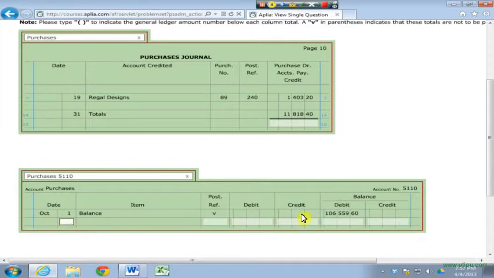We're going to start with the date, which is the 31st. Post reference, where did it come from? It came from P10 for purchases 10. This is the purchases debit, so this goes in the debit column. And because we already had a debit balance, we will add the two debits together. And we come up with a total of $118,378. Finally, we take the account number 5110 and put it in parentheses.